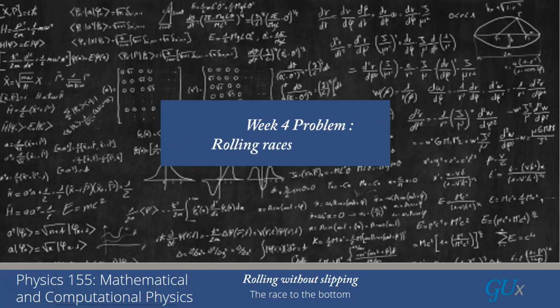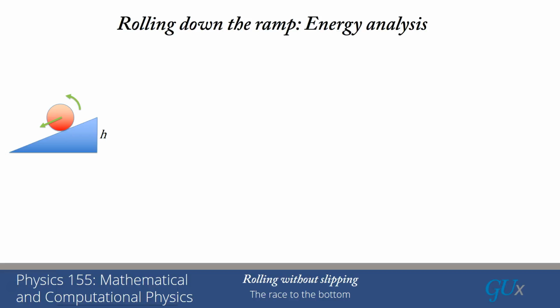Welcome to week 4, the problem of the week, rolling races. It's entitled Rolling Without Slipping, the Race to the Bottom. In this problem of the week, we're going to do a quantitative analysis of the rolling down the ramp races that we did during the laboratory, and we're going to start with an energy analysis.